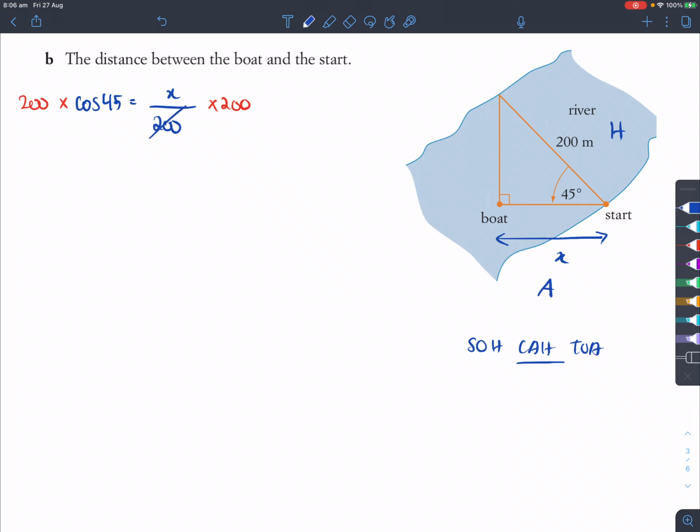This will enable you to cancel that division by 200 and multiplication by 200, so that x equals 200 cosine 45. That's 141.42..., so that this rounds to 141.4 meters. Okay.